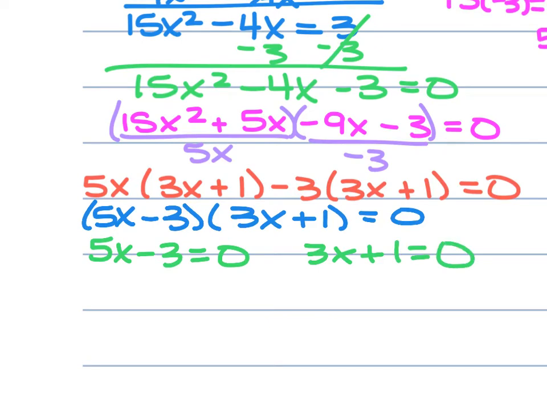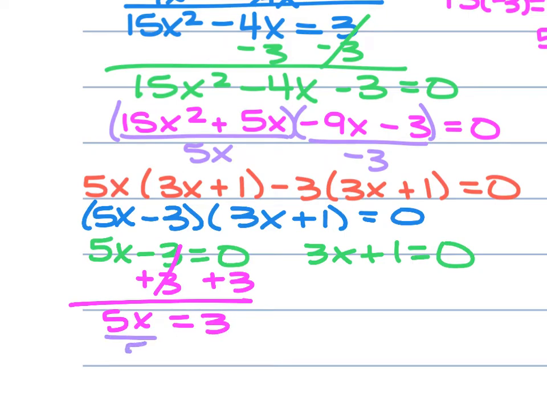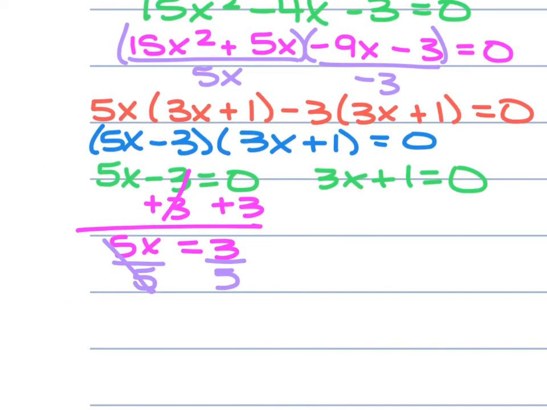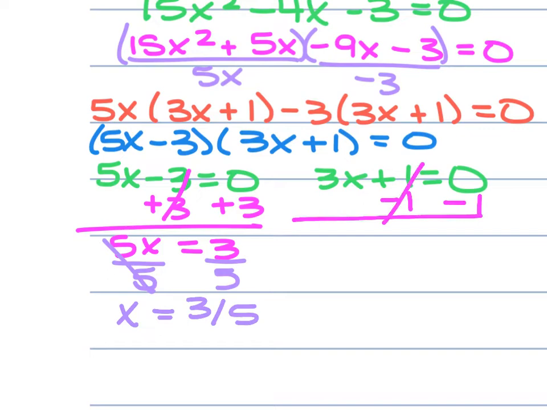From here, solve for x for both. Add the 3 over, divide by 5. We get that x is equal to 3/5 for this one. For the other, we would subtract the 1, divide by 3. We get that x is negative 1/3.